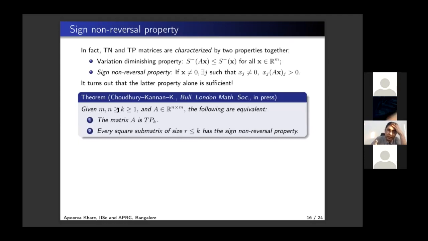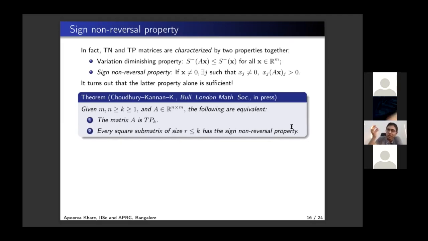So given m and n integers bigger than k, bigger than 1, and any rectangular matrix, so fix the order of total positivity, fix the size of the matrix. The following are equivalent. The matrix is totally positive of order k, meaning all 1 by 1 minors are positive, all 2 by 2 minors are positive, and so on till k by k, if and only if every square submatrix of size r less than or equal to k has the sign non-reversal property.